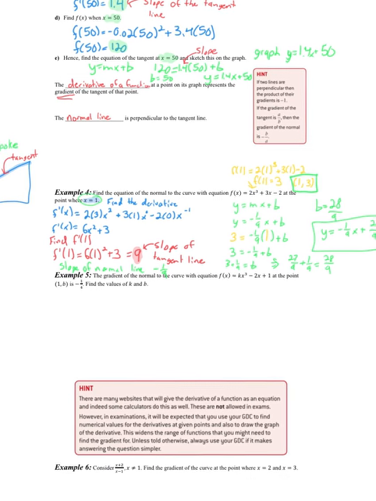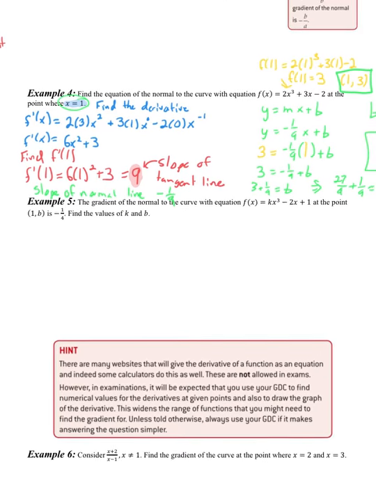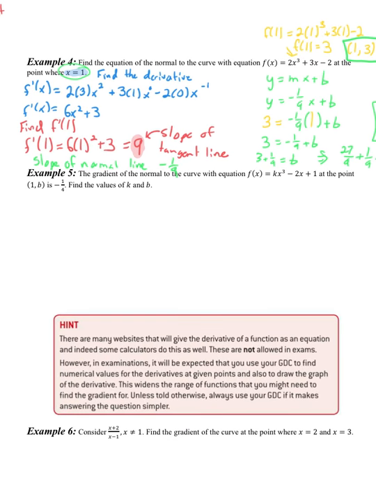Example number 5. This is a good IB question where they give us some variables. So the gradient of the normal to the curve with equation f of x equals kx cubed minus 2x plus 1 at the point 1, b is negative 1/4. So they gave us the gradient to the normal. So the slope of the normal curve, you have to know what that means.